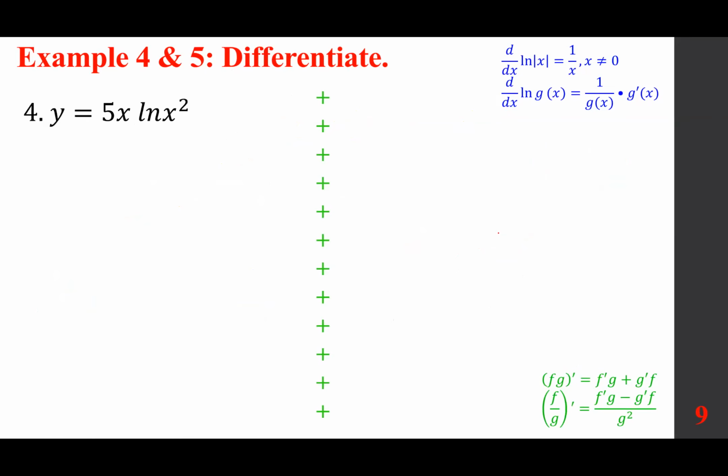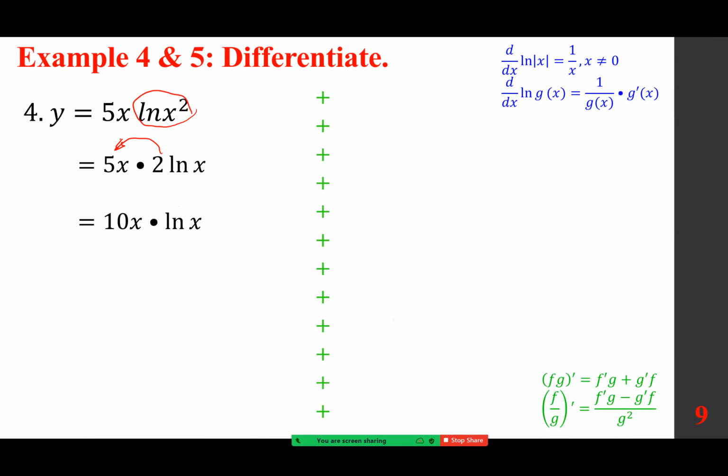We want to differentiate this, and this part we can write as 2 ln x. Let's do that, which gives us 5 times 2, 10x ln x. There are two ways to do that. One is to keep the 10 out as a common factor. One is to make it part of x, so it becomes 10x. I'll quickly show you both ways.